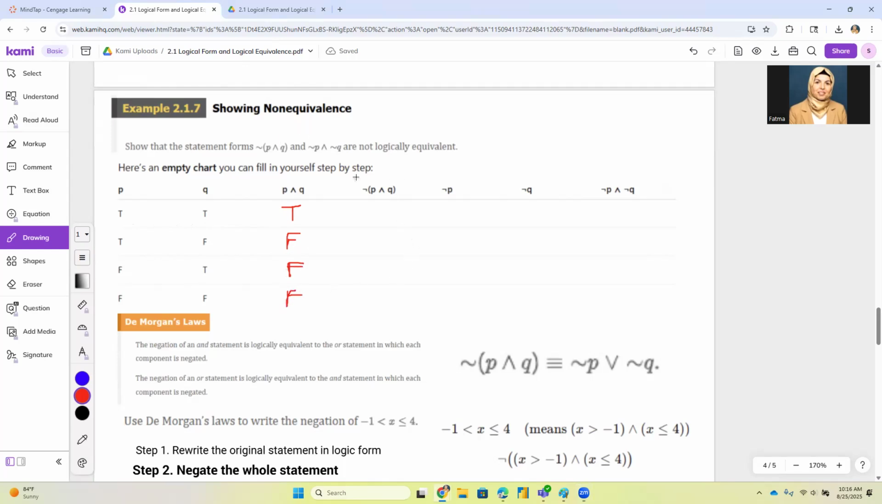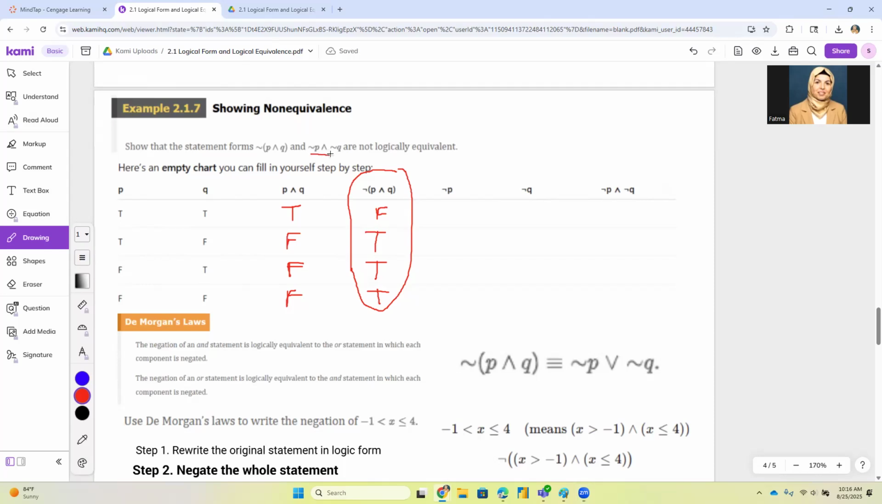Okay. Now, this is not (P and Q). So this column will be negated because of this not symbol. So true will be false. False will be true. Okay, so we're done with this. This is what we need to compare with the other part of the question.